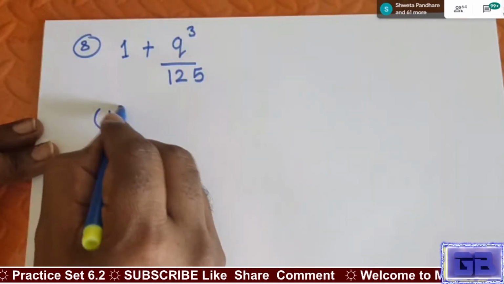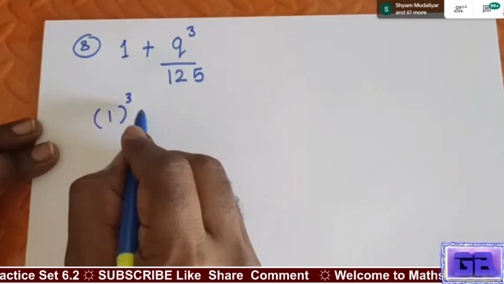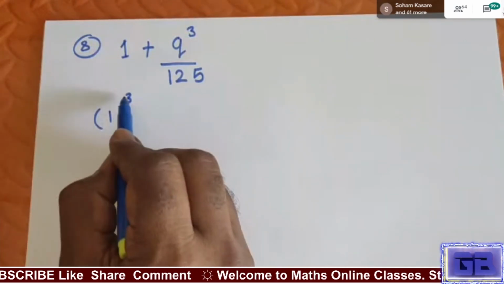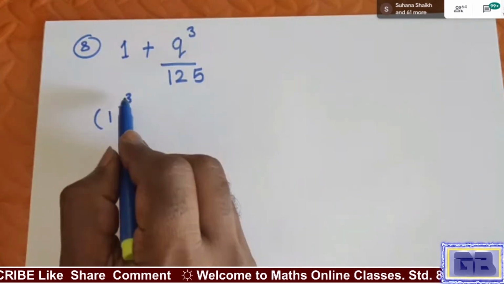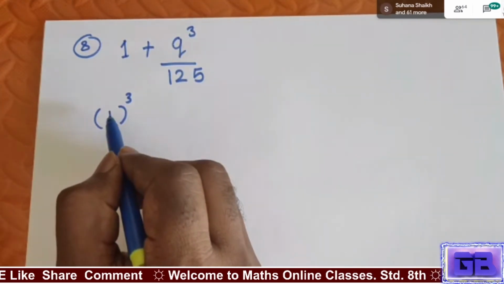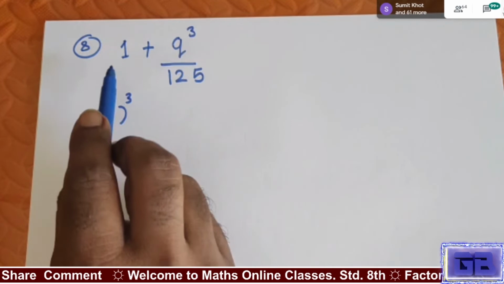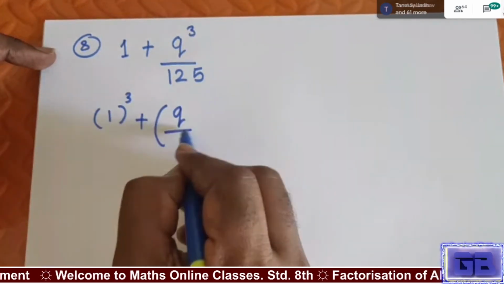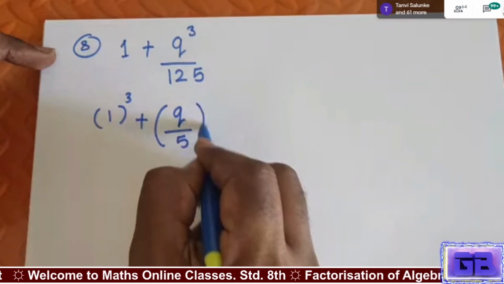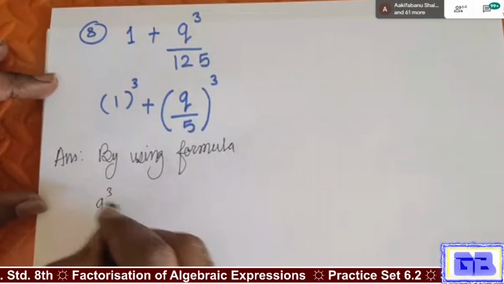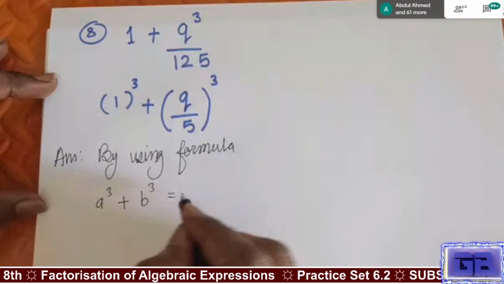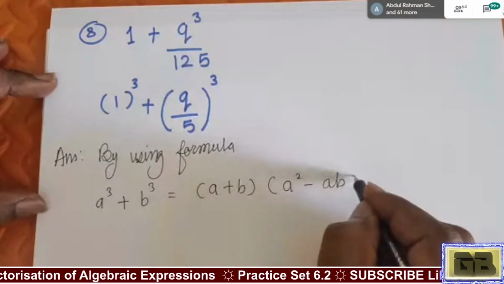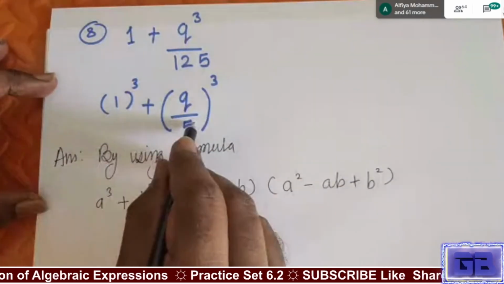Last sum, 1 plus q cube upon 125. I will take 1 in bracket raised to 3. Whatever we do with 1, whether we are writing here square, cube or fourth root, fifth root or any power, the value of 1 remains 1, plus in the second bracket q upon 5 whole cube. By using the formula, a cube plus b cube equals a plus b, in the second bracket a square minus ab plus b square. Take this question down.